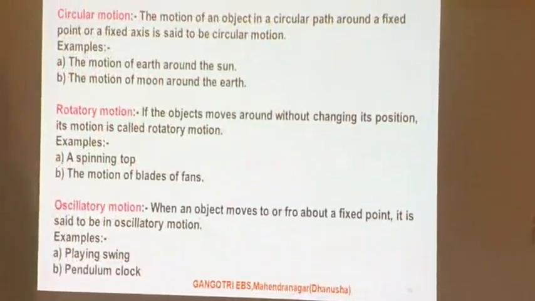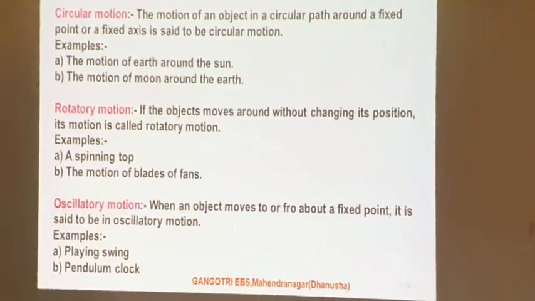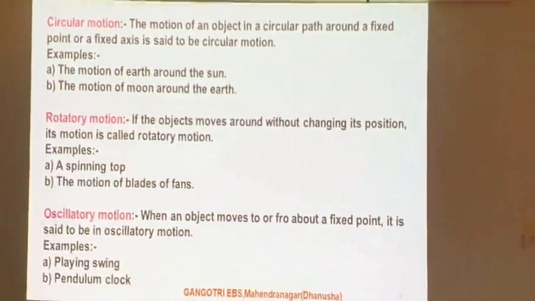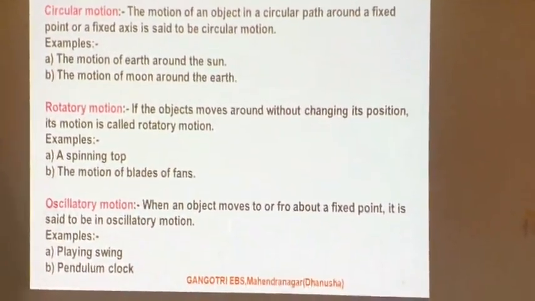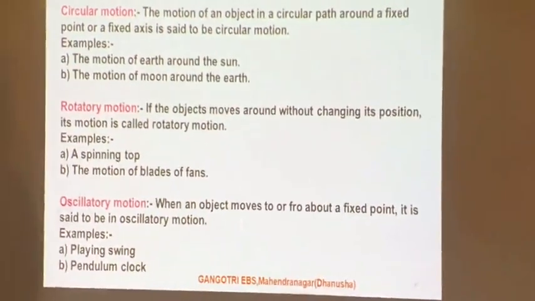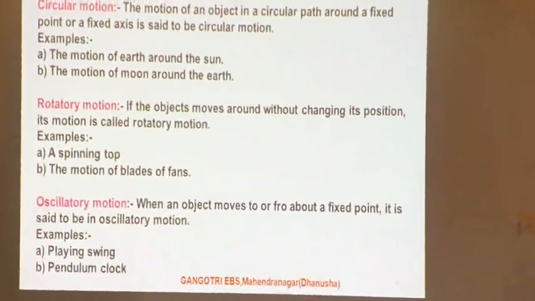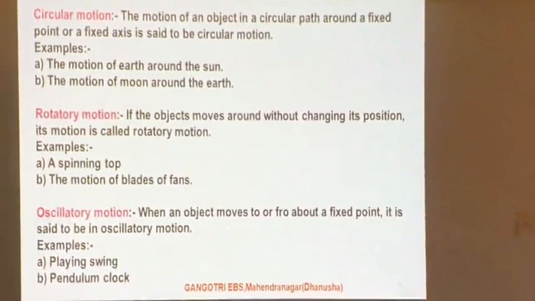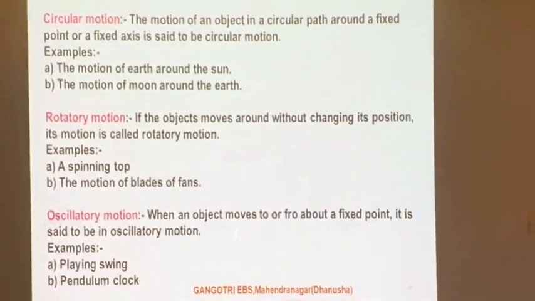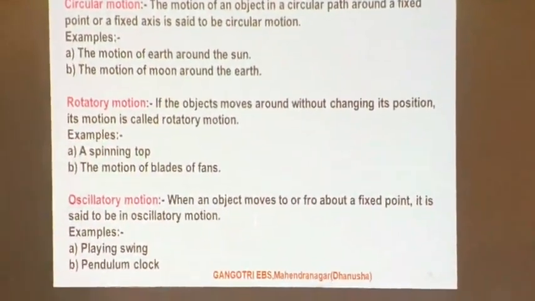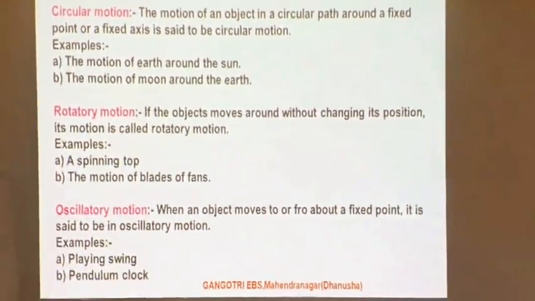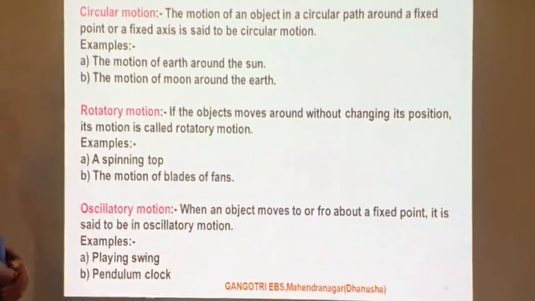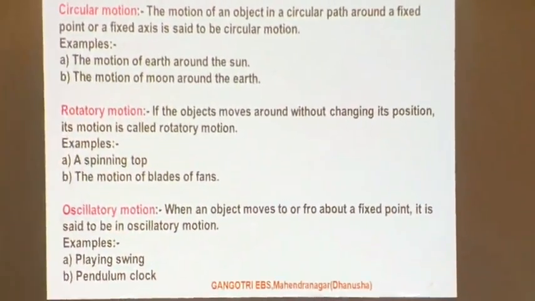Now next, circular motion. The motion of an object in a circular path around a fixed point or a fixed axis is said to be circular motion. You know that the earth moves around the sun in a circular path, and the motion of the moon around the earth is also circular motion.